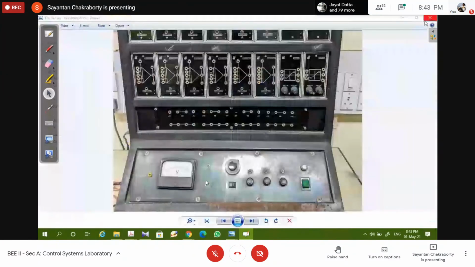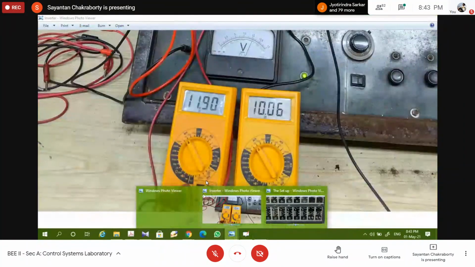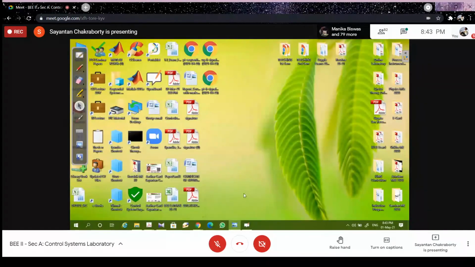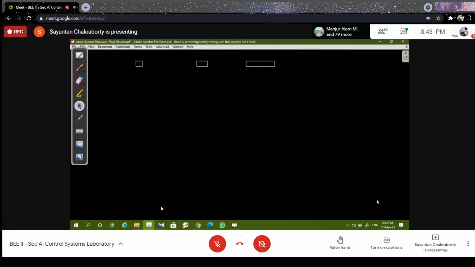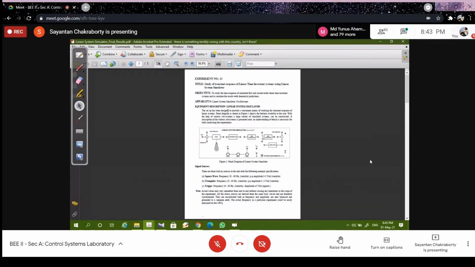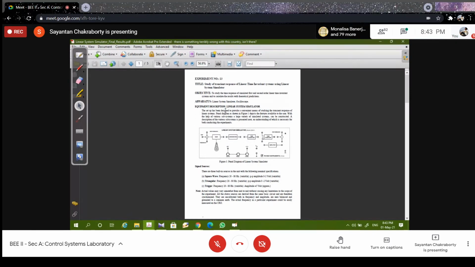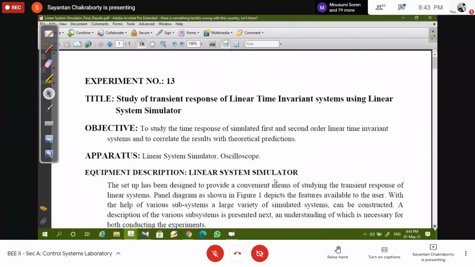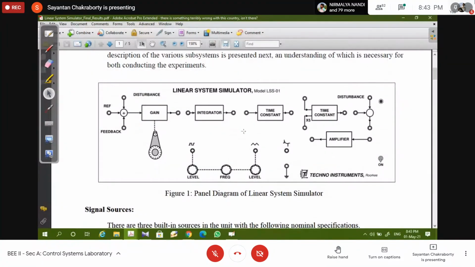So the next experiment will be covered much more easily. It is a linear system simulator. You know what is a linear system simulator? If you have gone through your instruction sheet, I think you've understood that this is basically a simulator where you can simulate different types of linear systems. And obviously, when I'm talking about linear systems, these are all linear time invariant systems, right? So this is a layout. I'll also show you the actual figures.